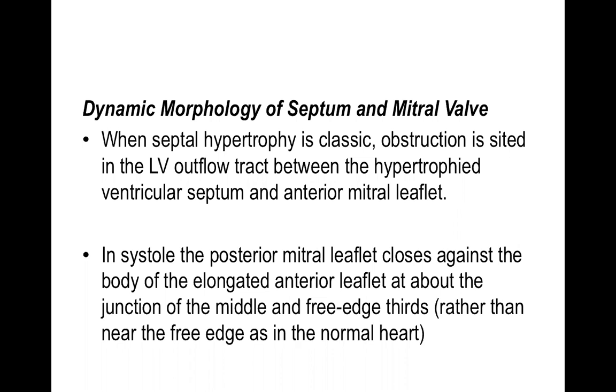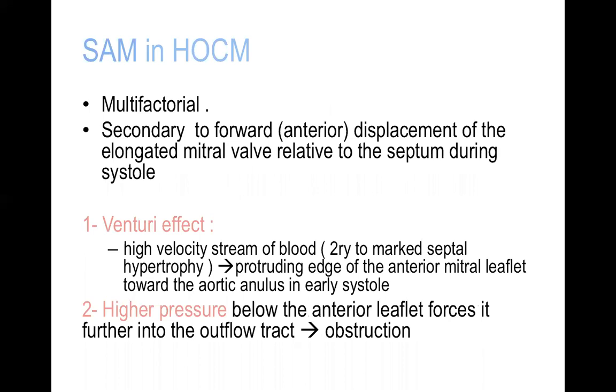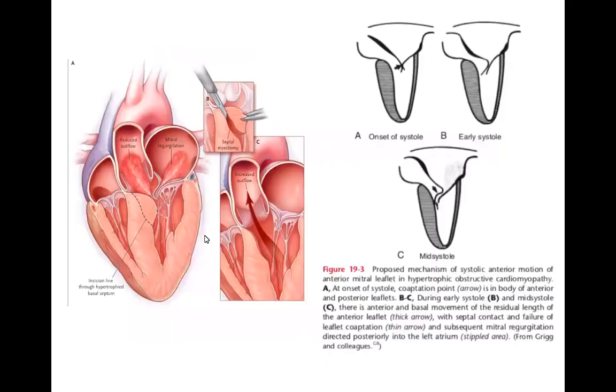The SAM in HOCM is multifactorial, and there are two mechanisms. One is the Venturi effect. Come to the picture. As we know, in HOCM there is LVOT obstruction, and that's why the velocity of the blood in the LVOT is higher, and the higher velocity will create a negative pressure here and will suck the anterior mitral valve leaflet towards the aortic annulus.